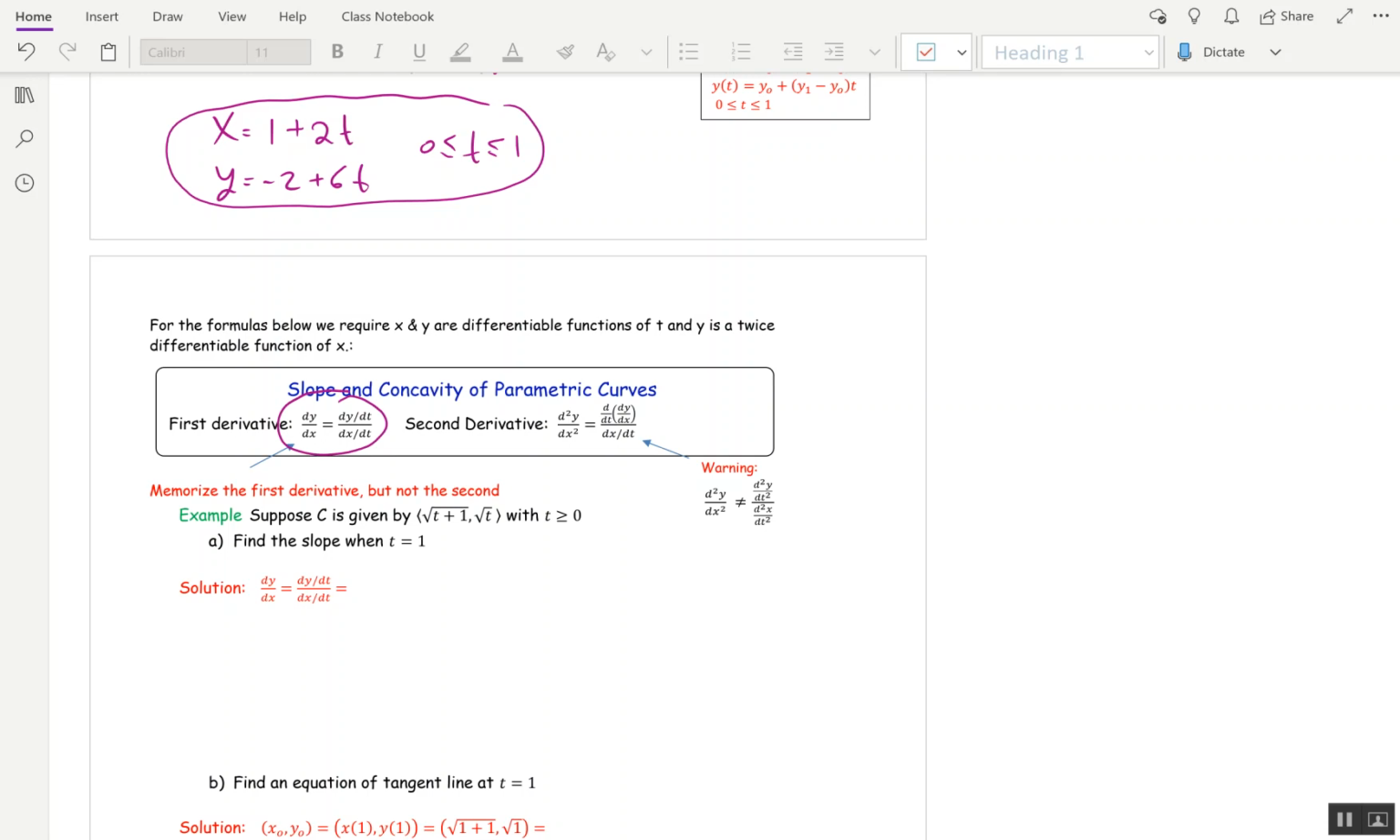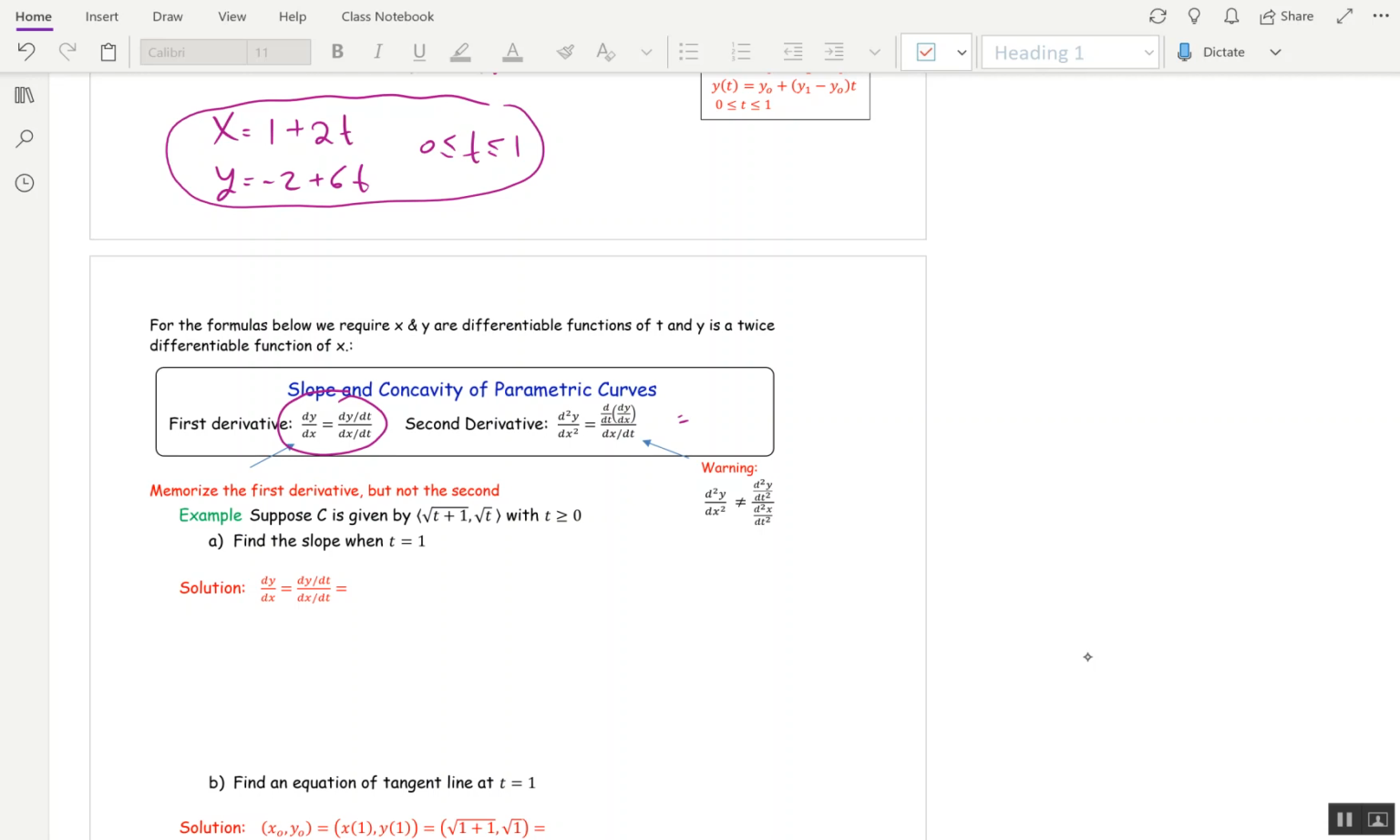dy/dx is (dy/dt) over (dx/dt). And you should memorize that, and you'll use it all the time. For the second derivative, you don't have to memorize that formula. Here it is, and it's a little bit different than the one in your book.